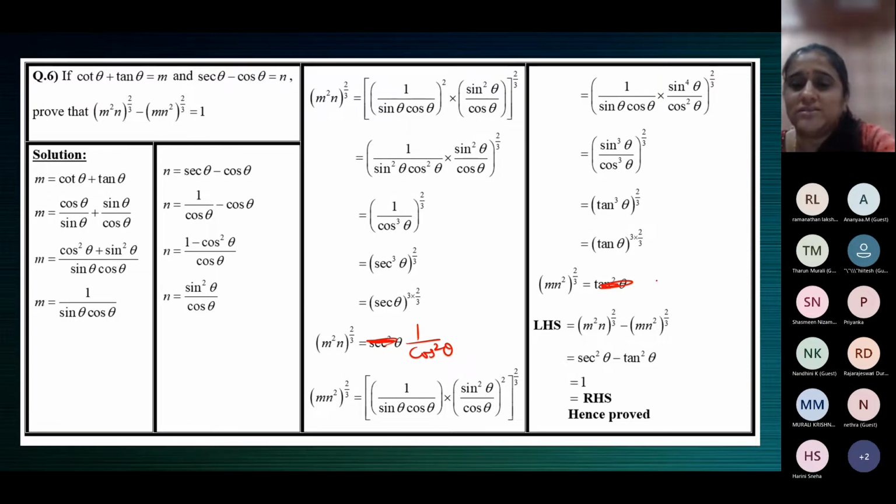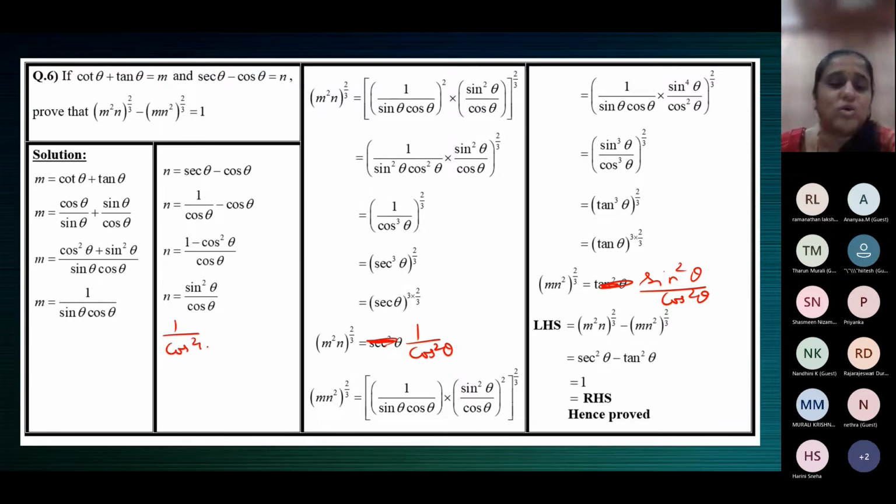And this one as what? This one as sin square theta by cos square theta. Okay, this one you want to write as sin square theta by cos square theta, right? Yes, ma'am. Okay, fine. So now what will be the next step? 1 by cos square theta, you tell me, and we will get the answer. Yes, you will get the answer. Now tell me. Minus sin square theta by cos square theta.